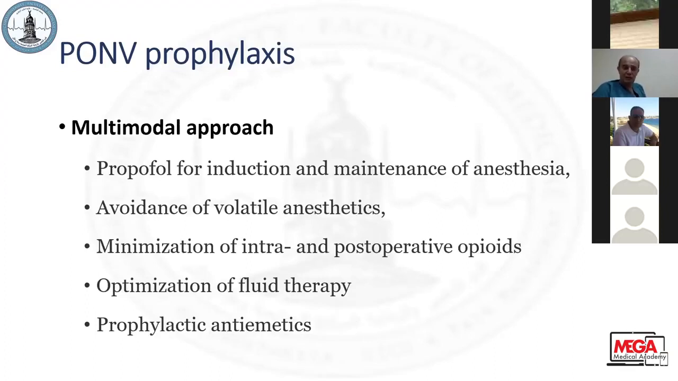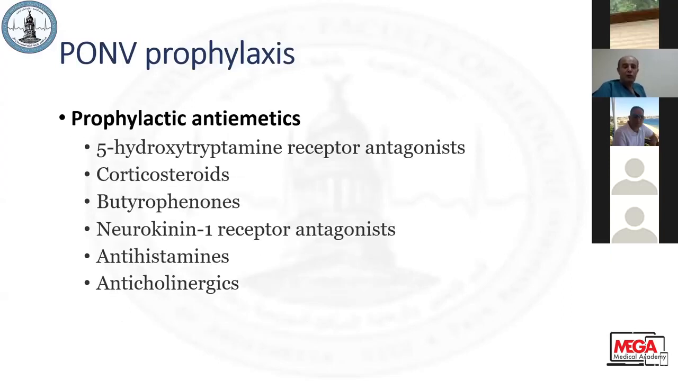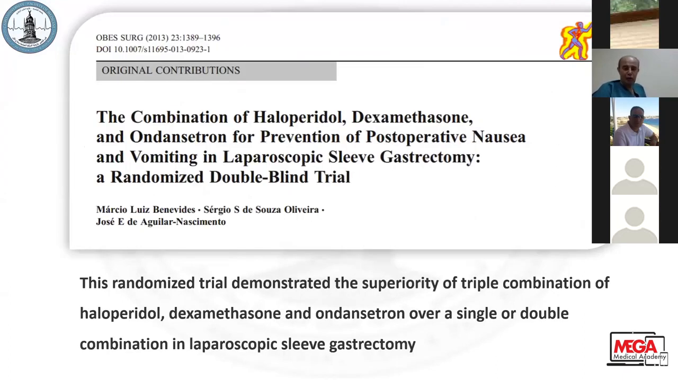For prophylaxis against nausea and vomiting, a multimodal approach should be considered, including propofol for induction and maintenance of anesthesia, avoidance of volatile anesthetics, minimization of intra and postoperative opioids, optimization of the fluid therapy, and lastly, prophylactic antiemetics. Of the groups of antiemetics used, the 5-hydroxytryptamine receptor antagonists, corticosteroids, especially dexamethasone, butyrophenones, neurokinin 1 receptor antagonists, antihistaminics, and anticholinergics. This study has proposed that the combination of haloperidol, dexamethasone, and ondansetron for prevention of postoperative nausea and vomiting presented a superiority against other antiemetics and against other combinations of antiemetics.